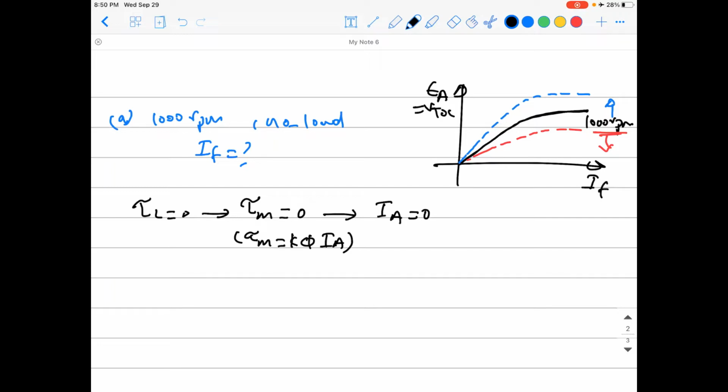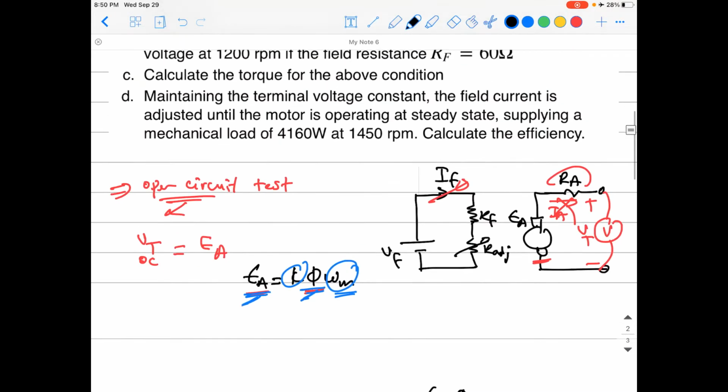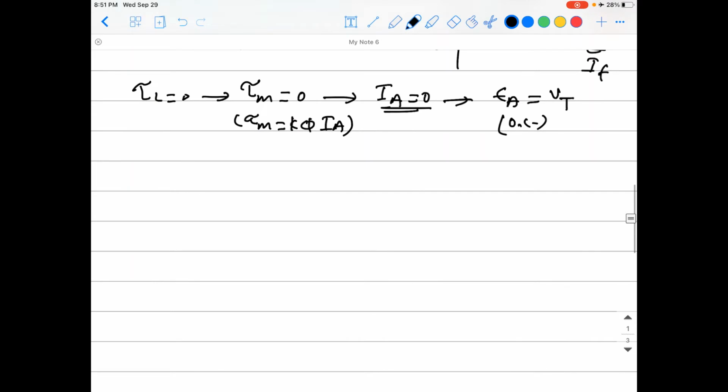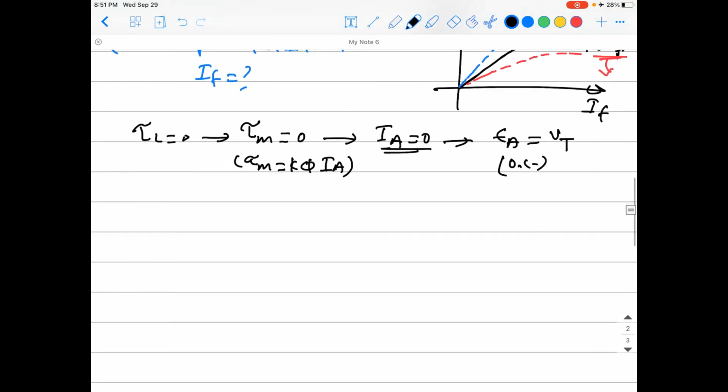Okay, and when IA equals 0, that is the same idea as the open circuit. So that means the induced voltage now will equal the terminal voltage, because that is just the same as open circuit, because the armature current equals 0, like we said here. There's no armature current moving, that means it's an open circuit case. Okay, guys, so that's the whole point of this. The induced voltage will equal the terminal voltage at open circuit.